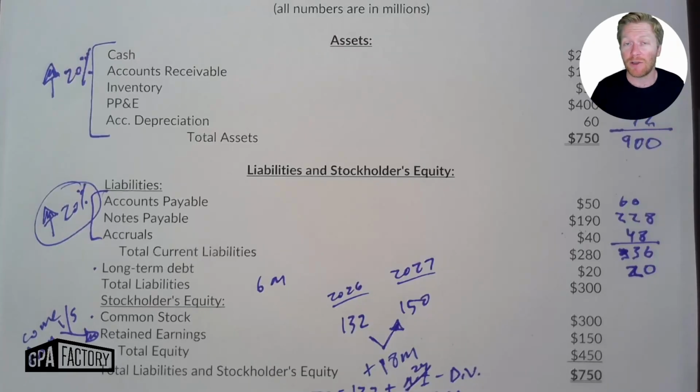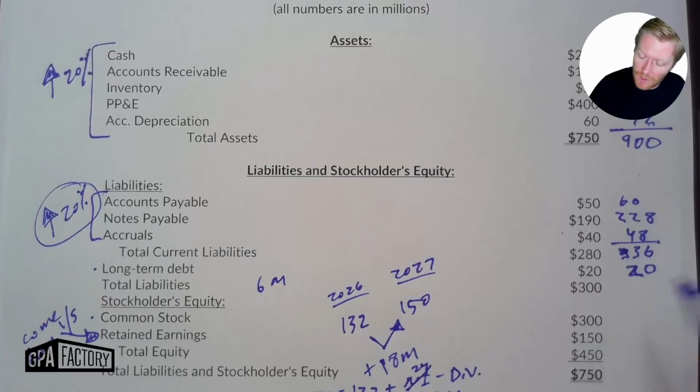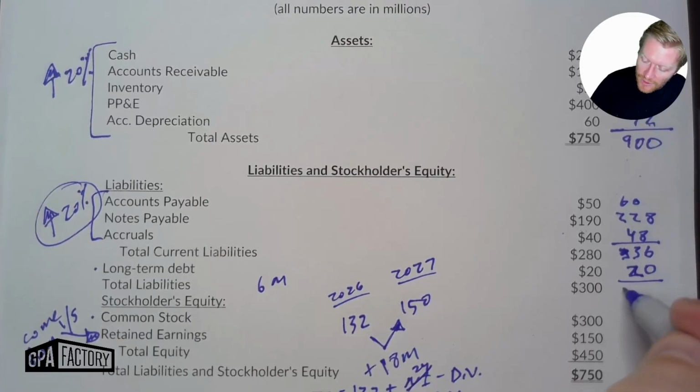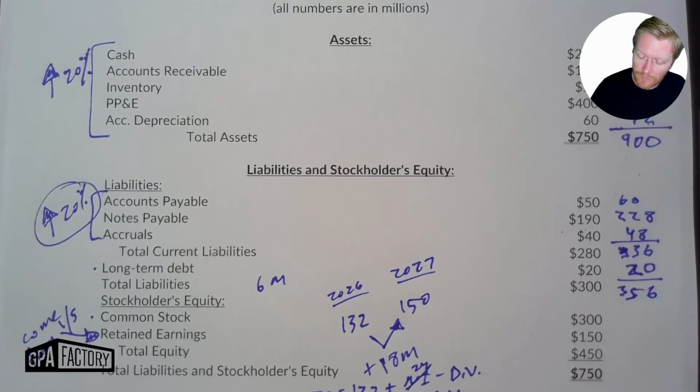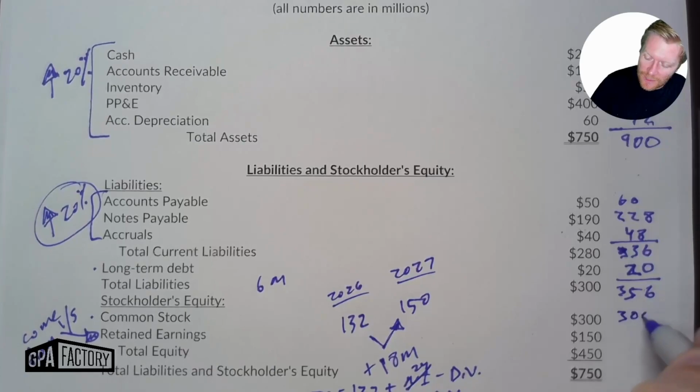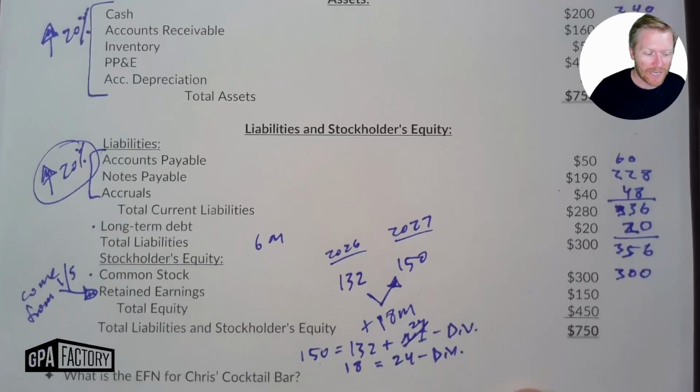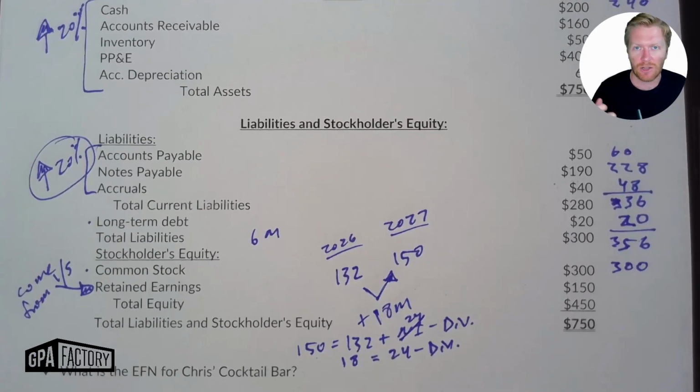Now, long-term debt is not typically going to increase proportionally with sales, but that would be something where once we calculate external funds needed, then we would increase our long-term debt. Or once we calculate external funds needed, then we would increase common stock. So here that's 20, and 356 is our total liabilities. Same thing with common stock. Common stock isn't typically just going to go up spontaneously along with sales. That would be something where we have to go out and issue new shares.